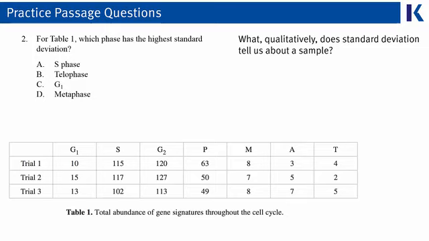So to find the trial with the highest standard deviation, but without calculating, think first about what standard deviation is. It's a measure of dispersion in the data set. That is, how spread out the data is. There are other measures of dispersion, but standard deviation is definitely the most widely used. So really this question is asking, which phase has the most spread out data? And here, of the answer choices, S phase has the most spread out data and also the highest standard deviation.